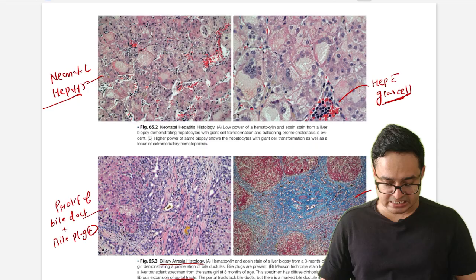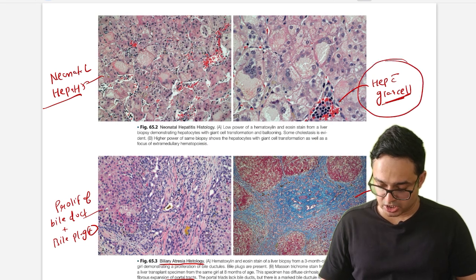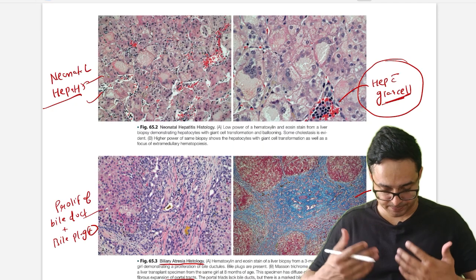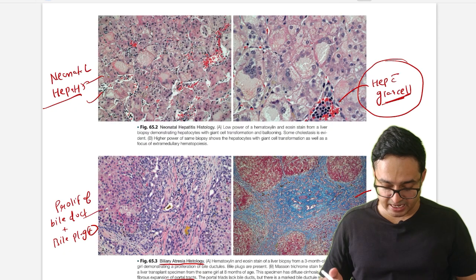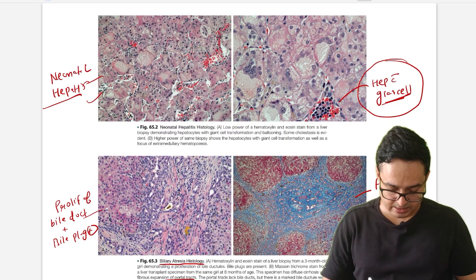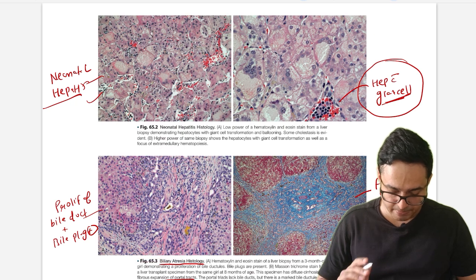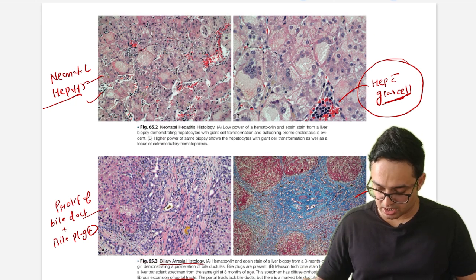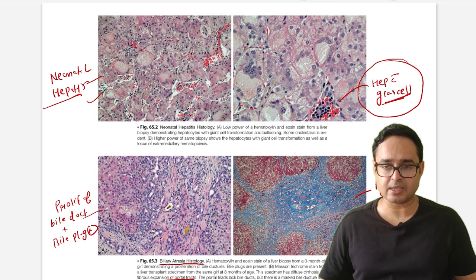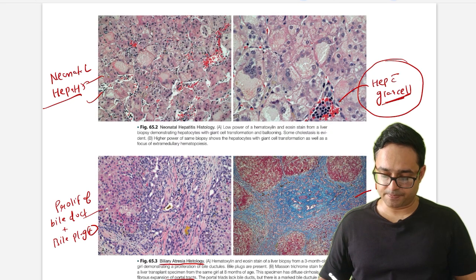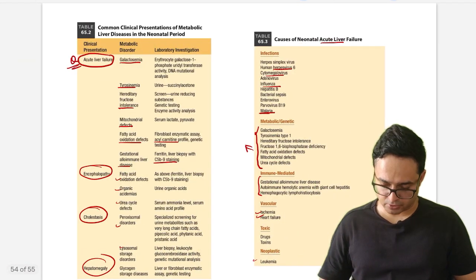Okay, these are some slides of neonatal hepatitis. In this, giant cells can be seen, and ballooning of hepatocytes is seen. Biliary atresia histology can be asked. Proliferation of bile ducts plus bile pigment is seen in biliary atresia. This is fibrous expansion of the portal tract. These are extra points you can remember if you want.